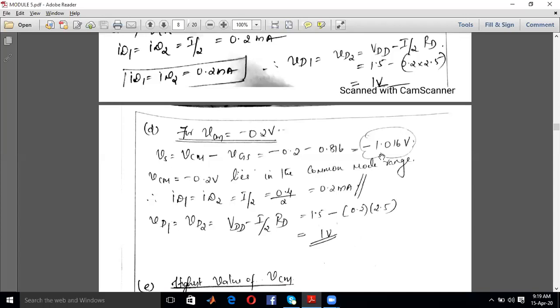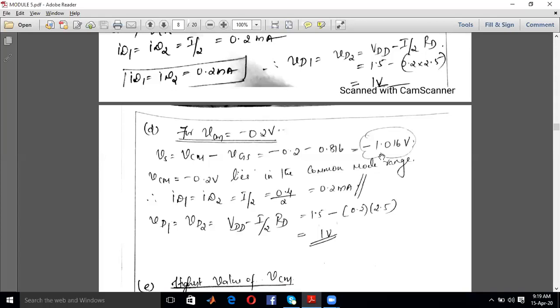Okay, so for these three values of the input voltage, since it lies within the common mode range, my amplified output is 0. Why is the amplified output 0? Because VD1 is equal to VD2. As VD1 is equal to VD2, the differential output, which is VD2 minus VD1, is 0. Because my amplifier is double-ended, it is not single-ended. Okay, the differential amplifier is always double-ended.